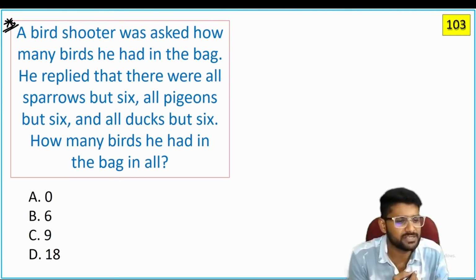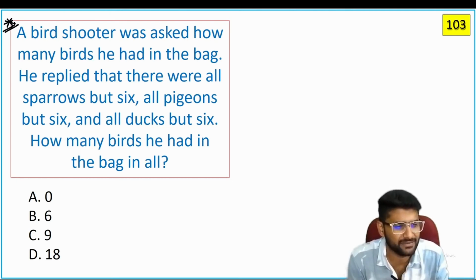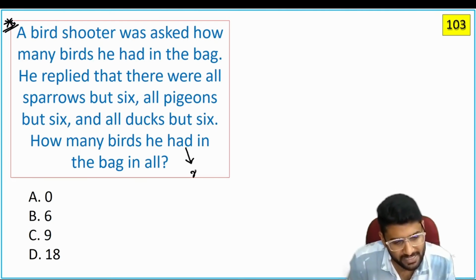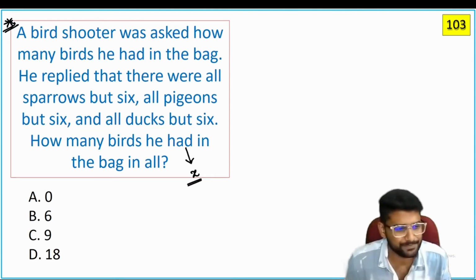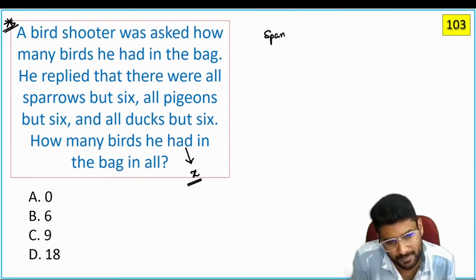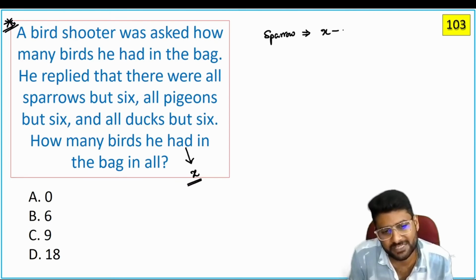A bird shooter was asked how many birds he had in a bag. He replied in that way: all are sparrows but 6, all pigeons but 6, all ducks but 6. How many birds did he have in the bag? Now let me explain the statement. Let us assume the total number of birds is X. How many sparrows are there? He mentioned that all are sparrows but 6, meaning except 6 all are sparrows.